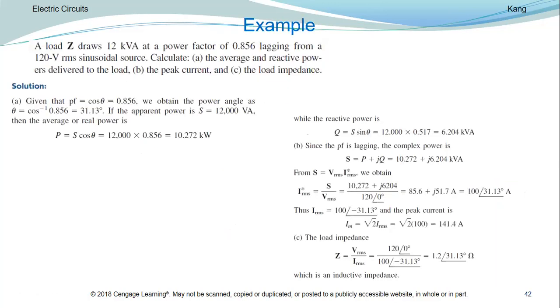Now we have to find the average and reactive power. So for this, P equals S cos theta. So this is the value, and second, Q equals S sin theta. Now finding the peak value. So IRMS will be S over this one. So putting the value in this one, IRMS equals 100 with angle 31. So Im, which is the peak value, equals under root 2 times IRMS. So it is under root 2 with the value 100. So it will be equal to 141.4 amperes.